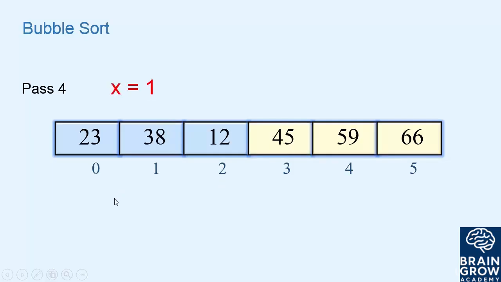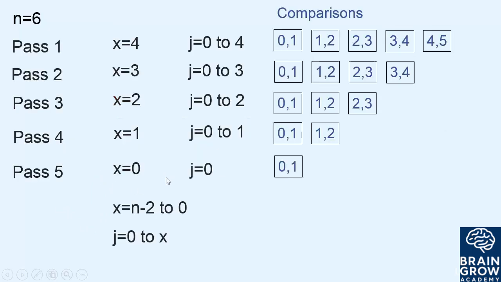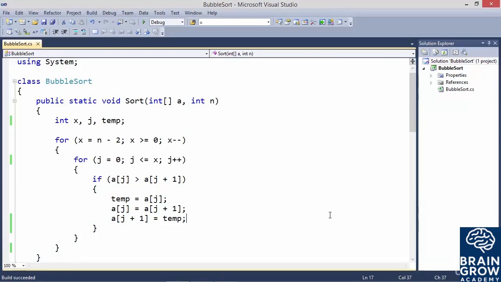In pass 4, x is 1 and j goes from 0 to 1. In pass 5, x is 0 and j has only one value 0. There is only one iteration of the inner for loop, and in that iteration j is 0 and the elements a0 and a1 are compared. So this is the situation when the number of elements is 6. In pass 1, x is 4, j goes from 0 to 4, and these are the comparisons that are made. In pass 2, x is 3, j goes from 0 to 3, and these are the comparisons. So we can see that x goes from n-2 to 0 and j goes from 0 to x in each pass. Now let's run our program and see the output.